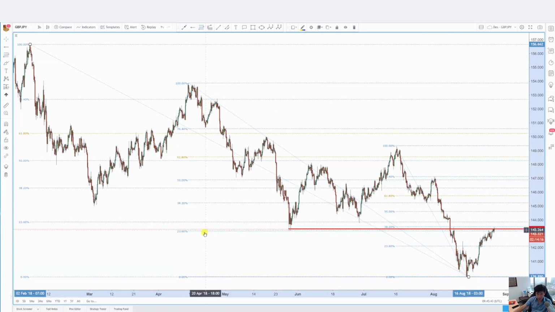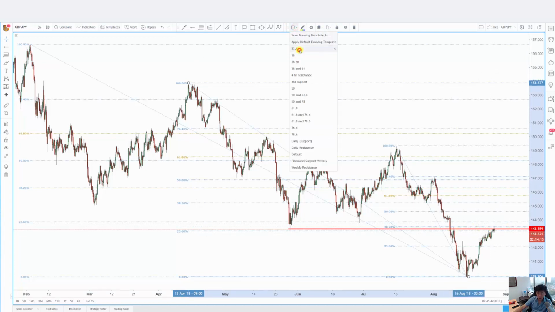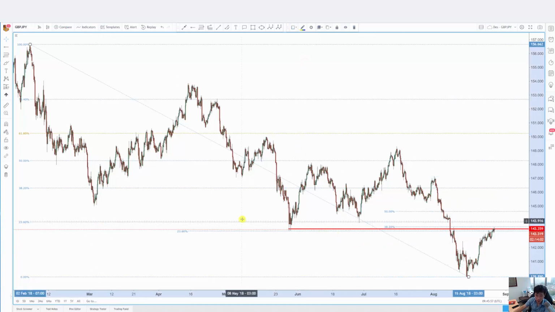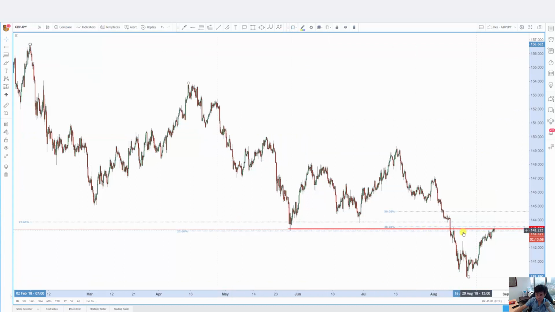Okay, what do we notice? This one has a nice 23% retracement right at where price is now, so I'm just going to make it 23. This has a nice 38%. I'm going to look at 38 and 50. This has a nice 23%. I'm just going to leave it there. This has a nice 23%. So we immediately notice that there's a nice 23%, nice 38%, and nice pullback resistance all along this area, right?